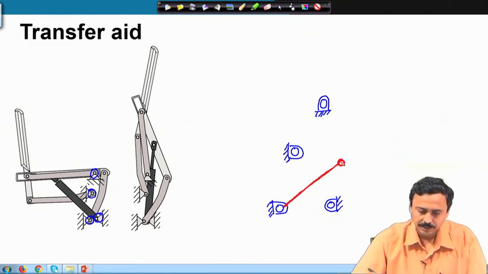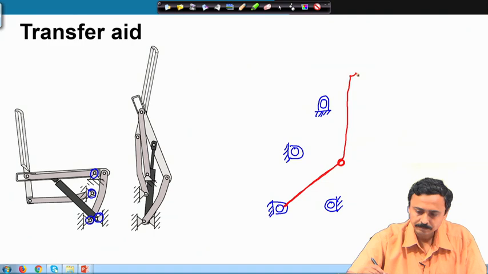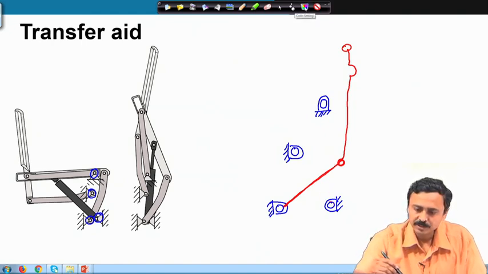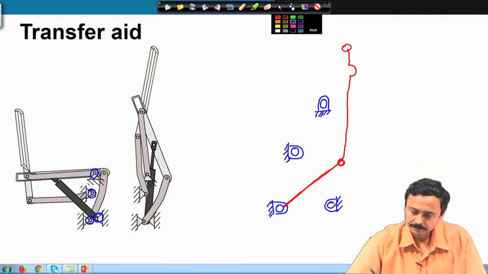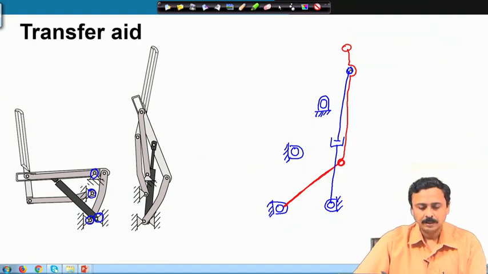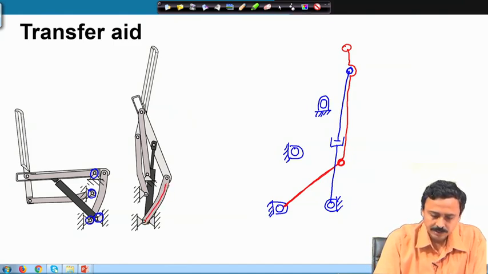So, this is one link. Now, that gets connected to the seat, which is connected by this prismatic pair. So, till now what I have drawn is this part of the mechanism, this link and the prismatic pair.